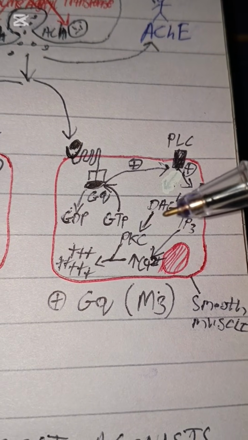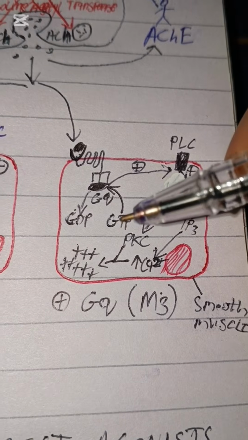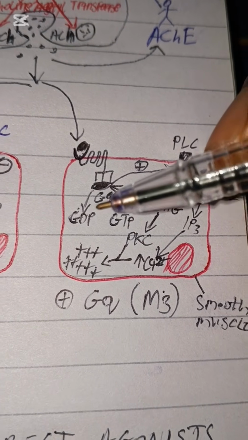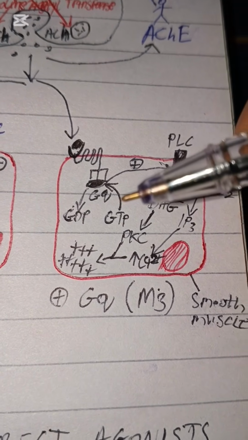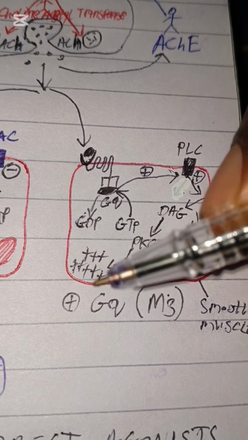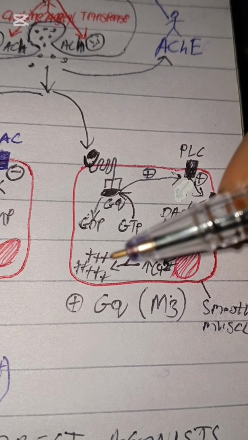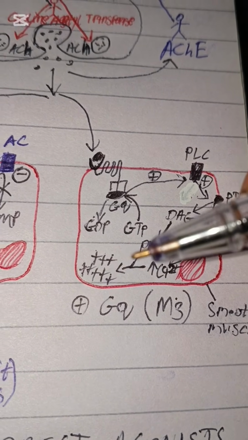Then, DAG comes and activates protein kinase C, which will go and phosphorylate proteins, especially receptors, to allow ions to move in. As a result, there are a lot of positive ions inside the cell, which will lead to contraction. And you have increased motility of your GIT.